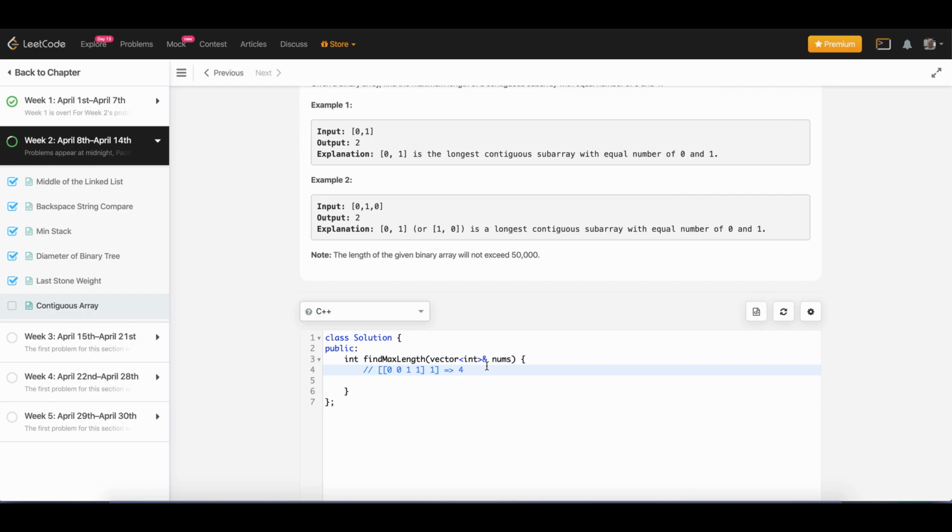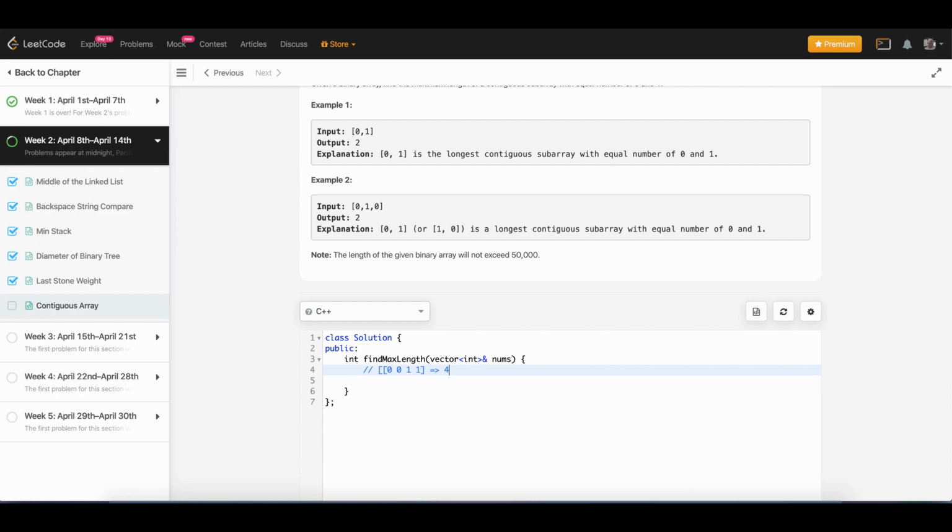The meaning of contiguous here is that the array elements should be contiguous in their index, like 0 index, 1 index, 2 index, 3 index. So we cannot take, say, these two 0s and these two 1s, because this is not contiguous. The 0 in between blocks this subarray from being contiguous. Anyway, I understand the problem.